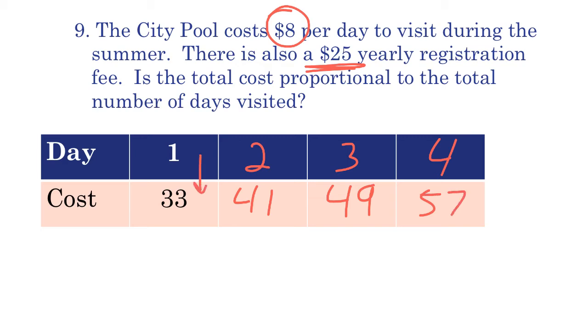And the connection from here to here to here to here is not the same. To go from 1 to 33, you'd have to multiply by 33. But to go to 2 to 41, you would not multiply by 33. So therefore, this is not proportional.